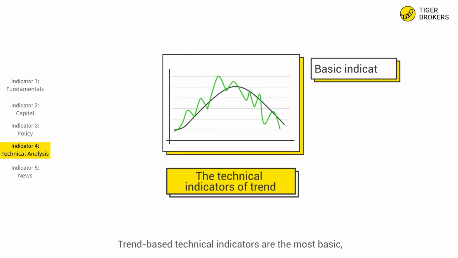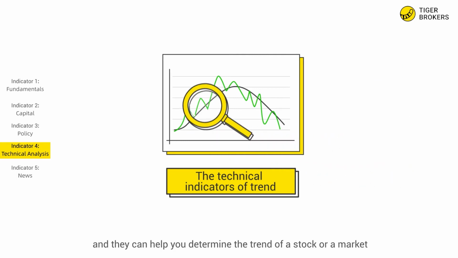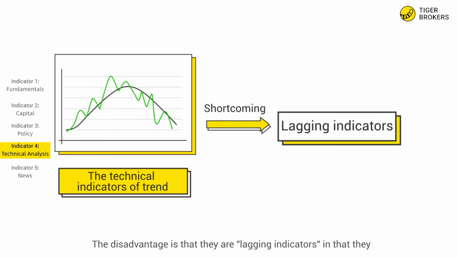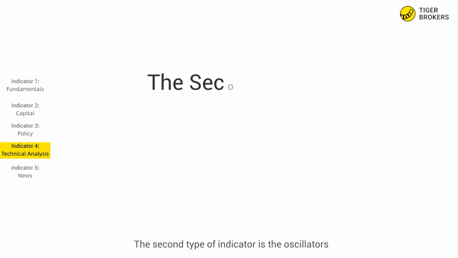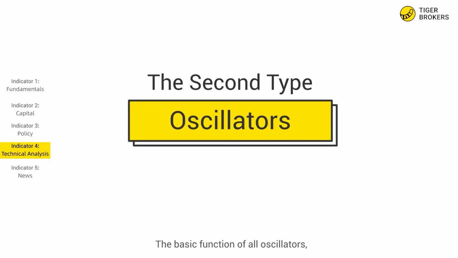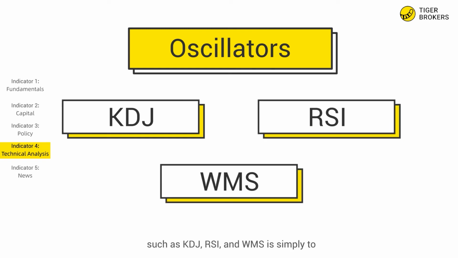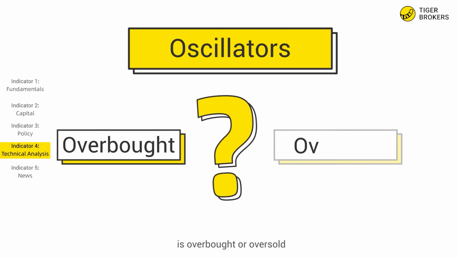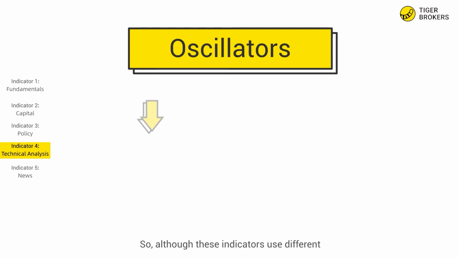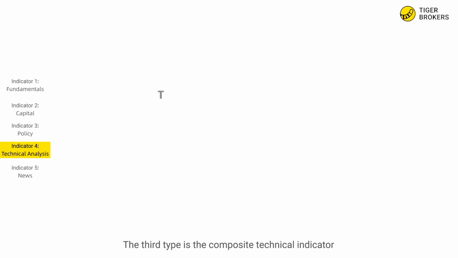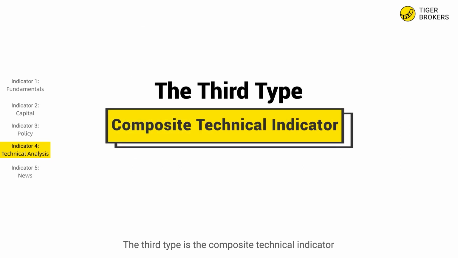Trend-based technical indicators are the most basic, and they can help you determine the trend of a stock or a market. The disadvantage is that they're lagging indicators in that they generally lag behind current market activity. The second type of indicator is the oscillators. The basic function of all oscillators, such as KDJ, RSI, and WMS, is simply to measure whether a stock is overbought or oversold. So, although these indicators use different formulas and have different names, they're actually very similar in their effect.